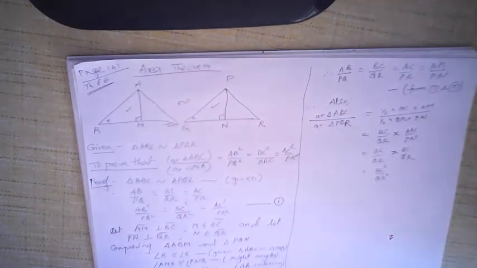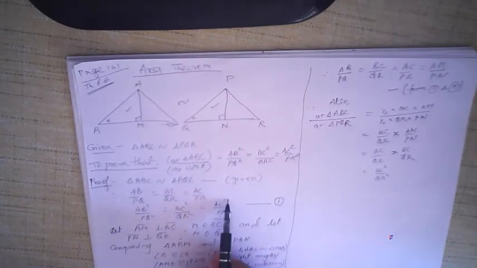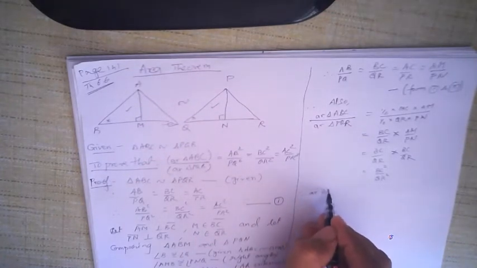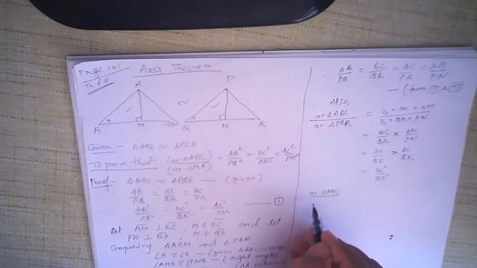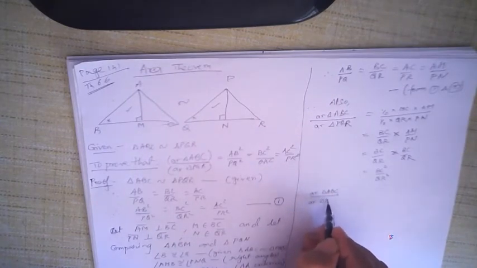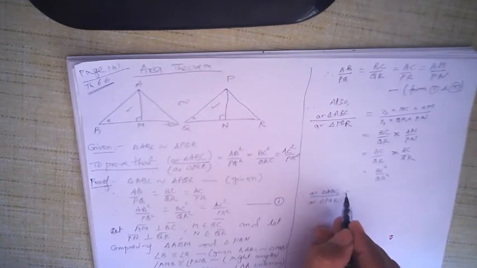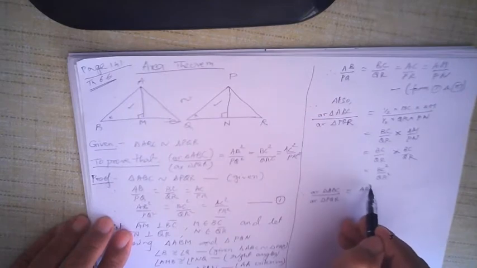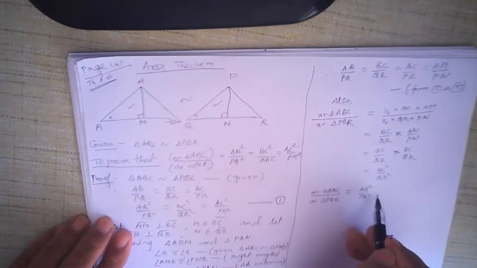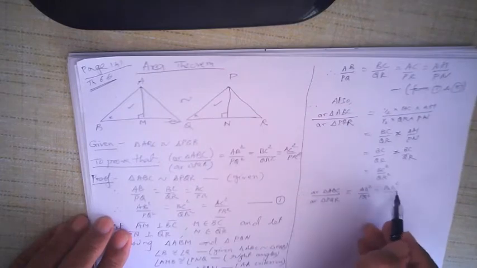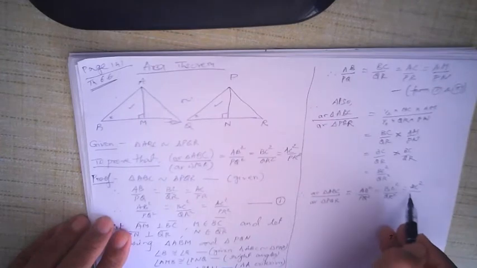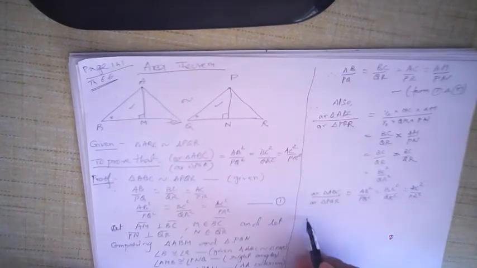Okay. But you can see from here, result number 1, BC square upon QR square is equal to AB square upon this and this upon this. Therefore, if I combine it, I get area of triangle ABC upon area of triangle PQR is equal to, okay, this is equal to all three. So I can write AB square upon PQ square is equal to BC square upon QR square is equal to AC square upon PR square. Alright, this proves the result.